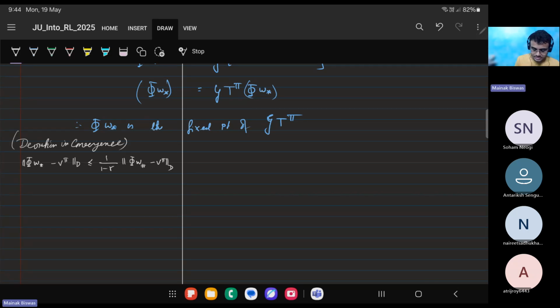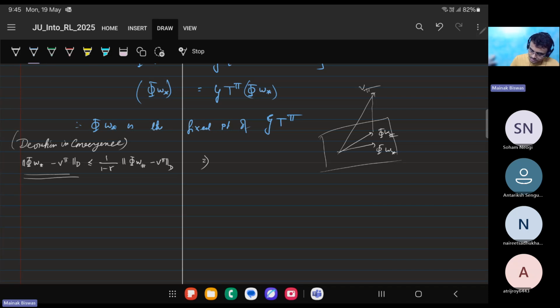Okay, let's try and do that. Where do I start from? What do I want first of all? I want to know how far the converged point is from the actual value, right? So you recall, this was your V pi. Again, I'm drawing the geometry. Say this was your phi W hash. We have obtained some phi W star.